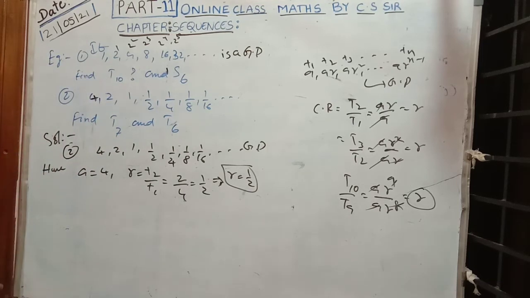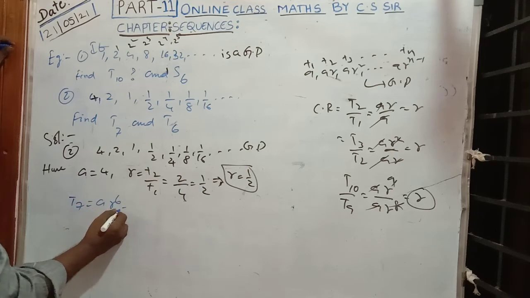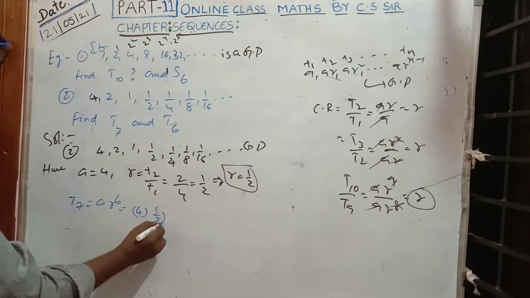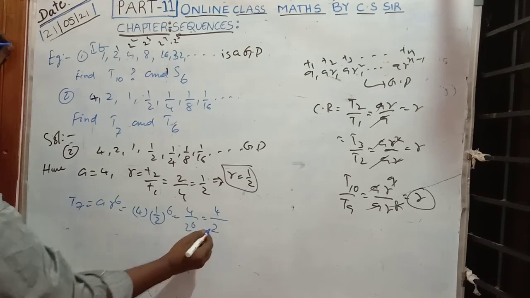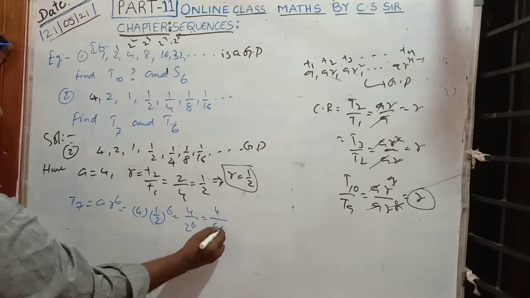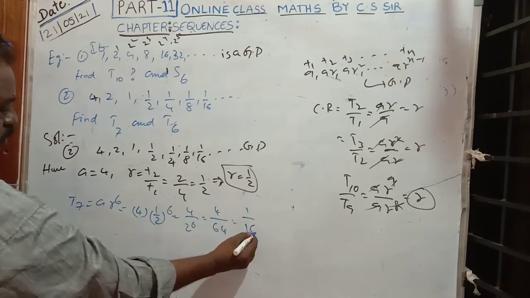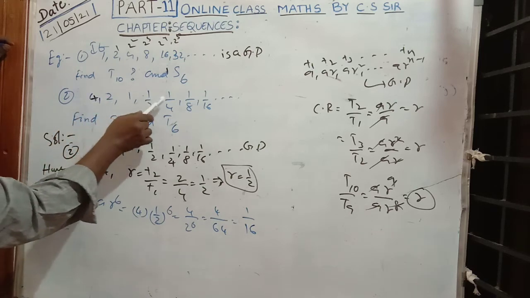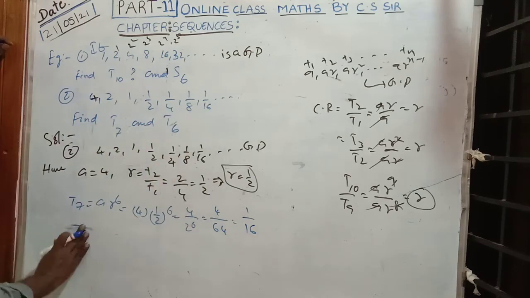Here we need to find T7. T7 means AR power 6, one less. A is 4 into R is 1 by 2 power 6, so 4 by 2 power 6. 2 power 6 is 64, so 4 by 64 is 1 by 16. You see T7: 1, 2, 3, 4, 5, 6, 7. The 7th term is 1 by 16.